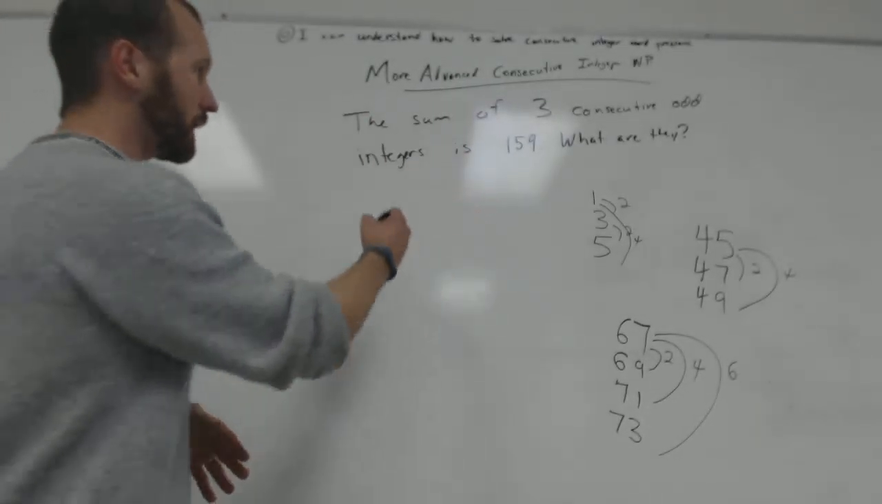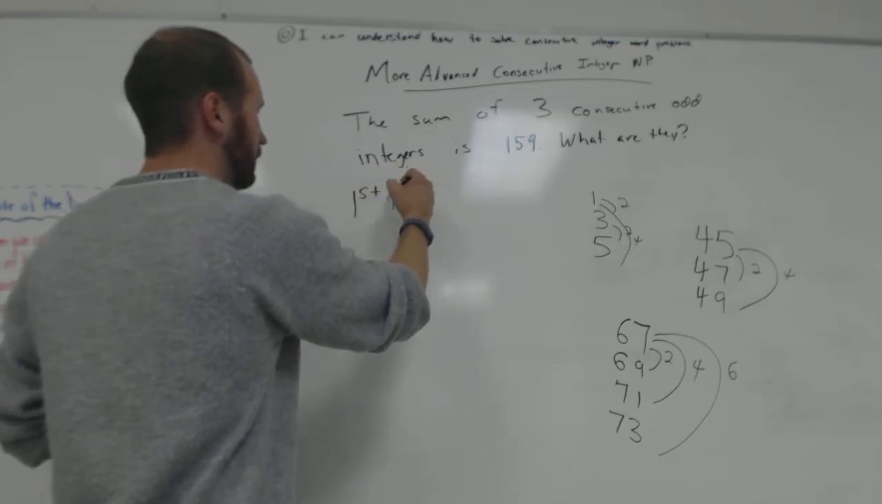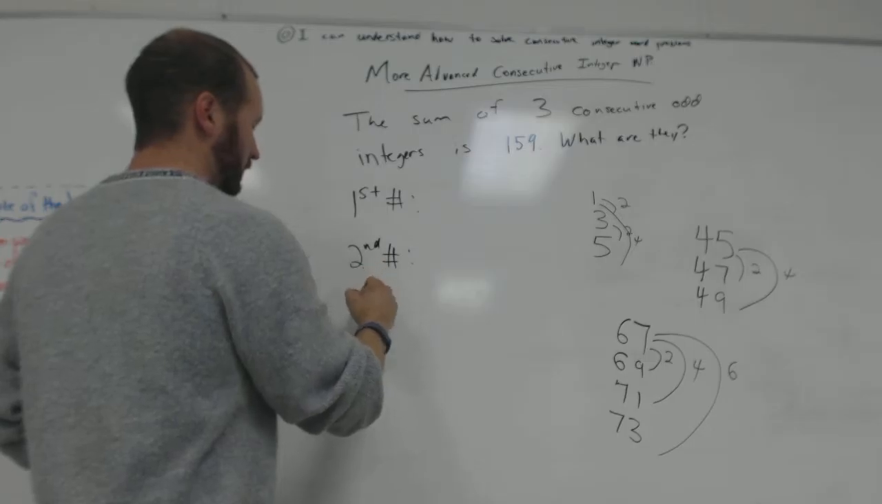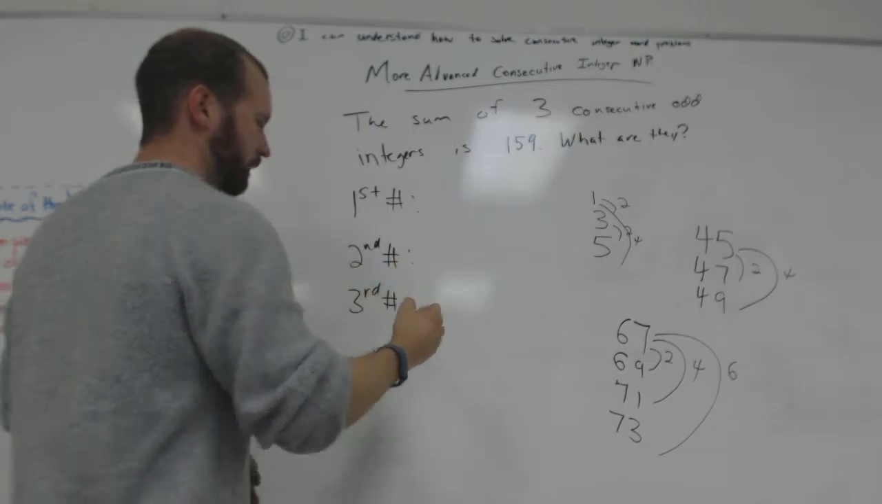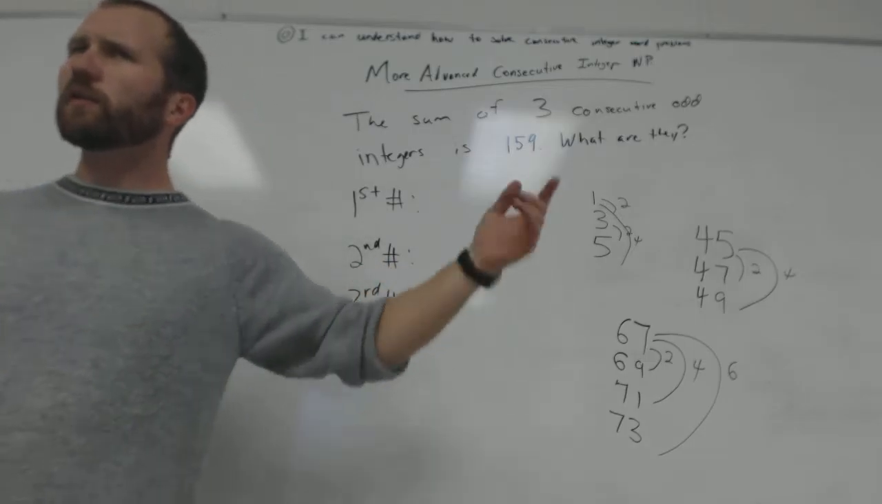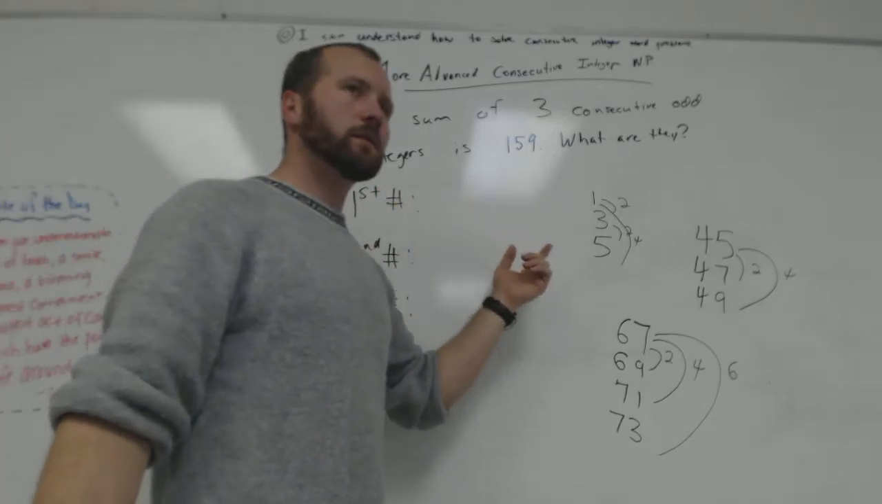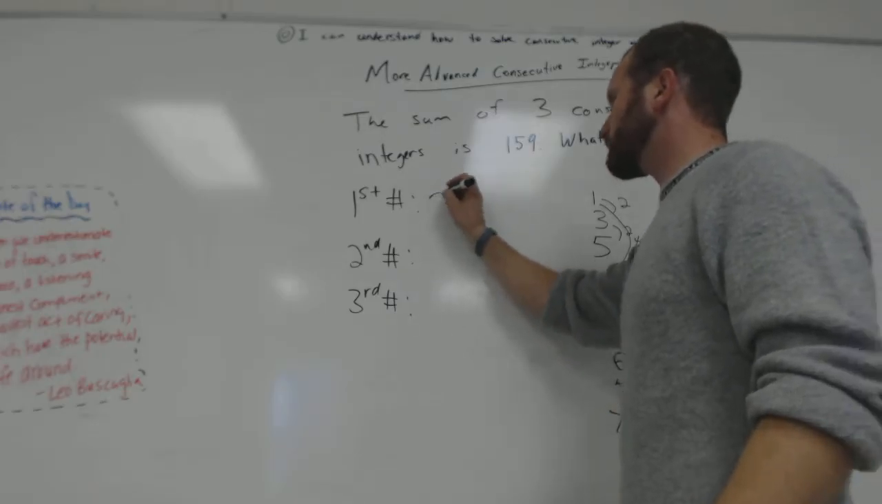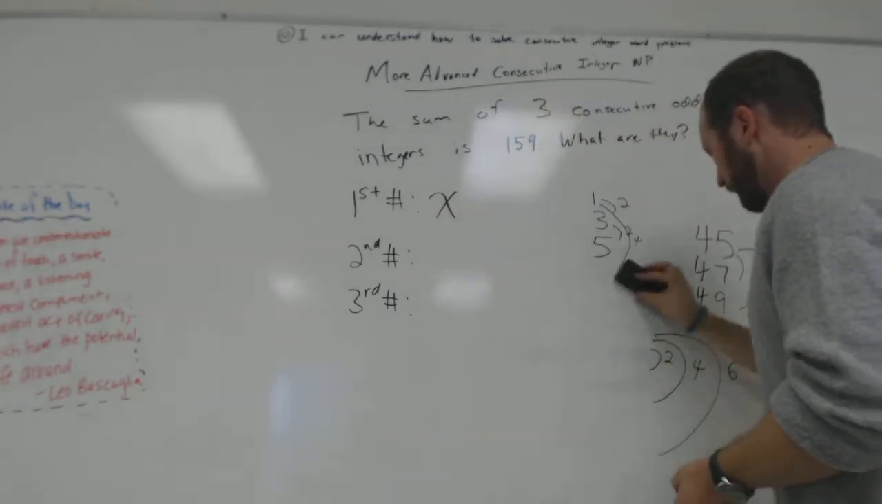Sum of 3 consecutive odd integers. Stop right there and do this. First number. Second number. Third number. Do I know the first number? No, so what should I make it? X.